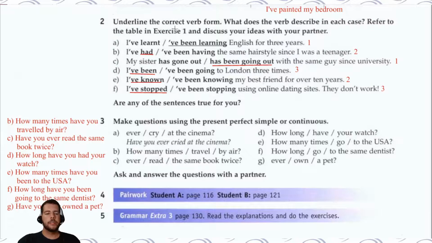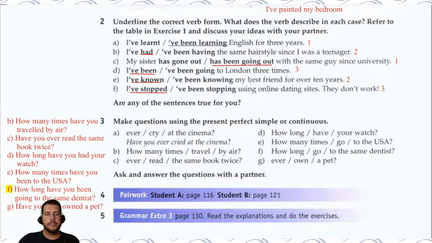Okay, notice that only letter F was in the present perfect continuous, and this is because it is a repeated action in the past. How long have you been going to the same dentist? This gives us an idea of something that repeats. For example, I started going in January, then I came back in February, then in March, then in April. So it repeats itself. So that's why using the present perfect continuous in this question is a good idea.